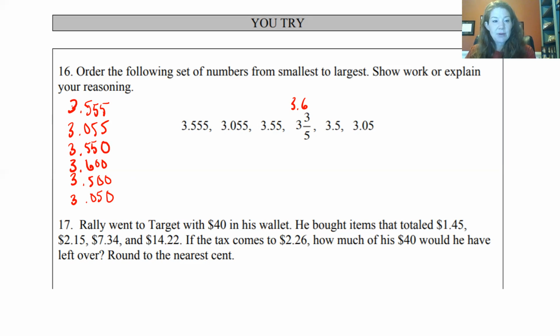So let's compare the ones place. They're all the same. So now we're going to compare the tenths place. I have 2 that have zeros in the tenths place, so now I'm looking at just this one and this one. Since the tenths place is the same, we're going to go to the hundredths place. Those are also the same. So finally, the thousandths place, I'm comparing a 5 and a 0. Well, 0 is the smallest. So this is our smallest number.